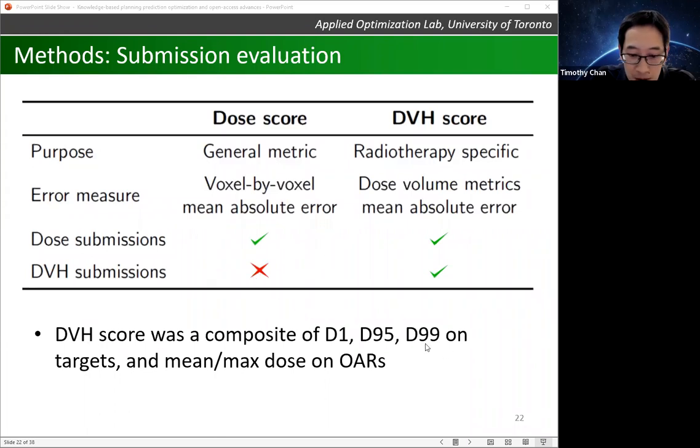Yeah, and then there's some way we calculate it. The score is not that important for the purpose of this talk. But if you're interested, I'm happy to answer questions about it later.